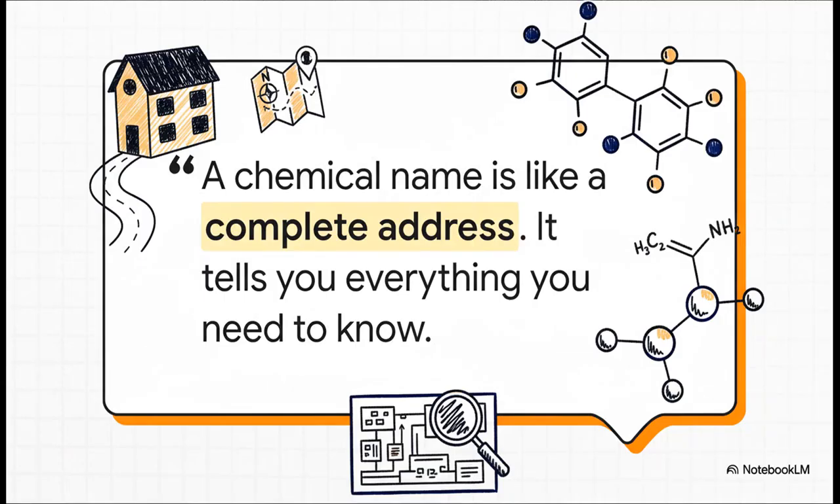All right, let's start with the one idea that changes everything. Think of it this way. A chemical name isn't just a bunch of jargon. It's a super precise, detailed address for a molecule. I mean, just like your home address tells someone the country, the city, the street, and the house number, a chemical name tells a chemist every single piece of a molecule and exactly where it's located.